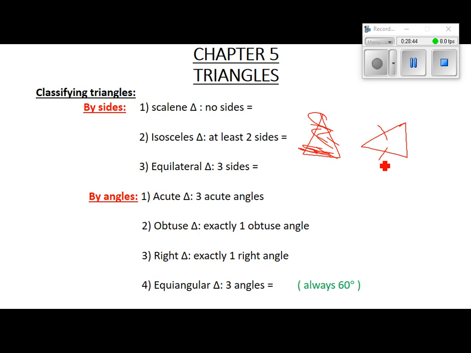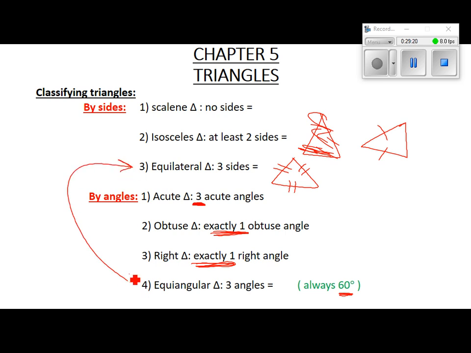Equilateral triangle. If a triangle's equilateral, what do you know about all 3 sides? They're all congruent. An acute triangle. What do you know about an acute triangle? 3 acute angles. How about an obtuse triangle? 1 obtuse angle. How about a right triangle? Exactly 1 right angle. Equiangular, all 3 angles are congruent. And what's the measure of all 3 of those angles? Always 60 degrees.